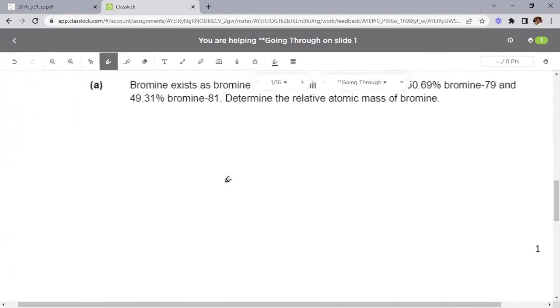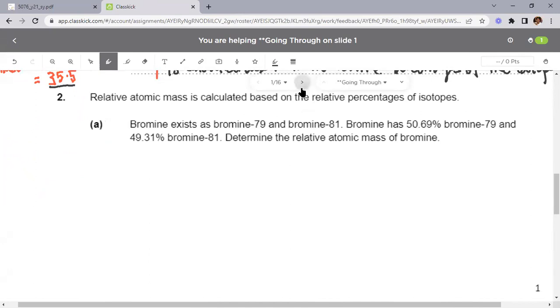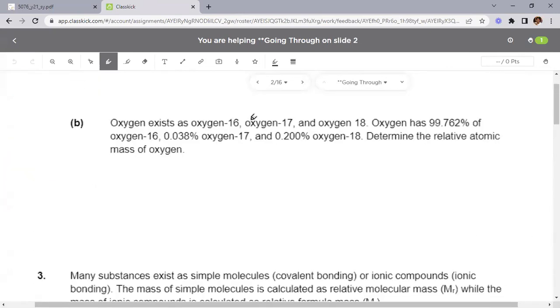Okay, so right now, I've got two questions, if I'm not wrong. There's one question on bromine. If you go to the next page, there's one question on oxygen.